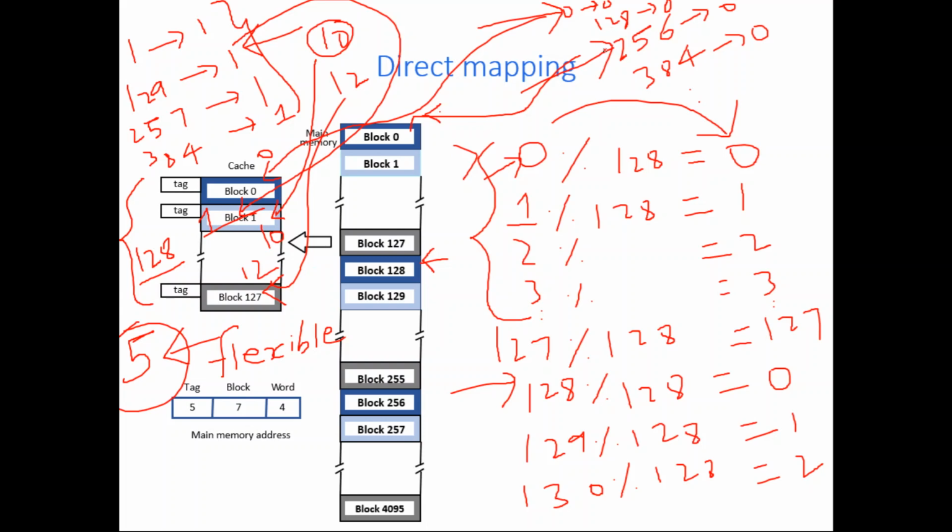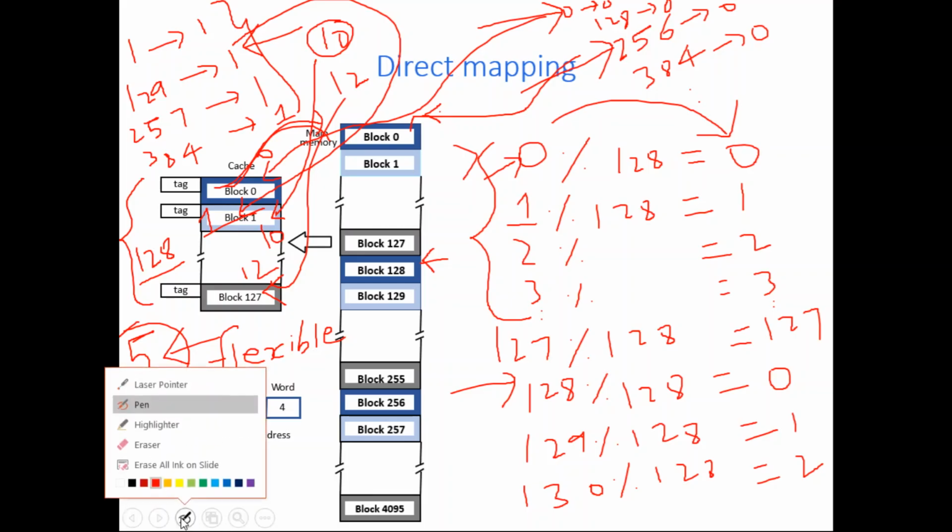So when can you load block 256? You can load it only if you replace block 0. For that you have to apply the replacement algorithm. Once the processor finishes using block 0, it should be replaced. Only after removing it can block 256 come in. Is it clear? This is the drawback with direct mapping.